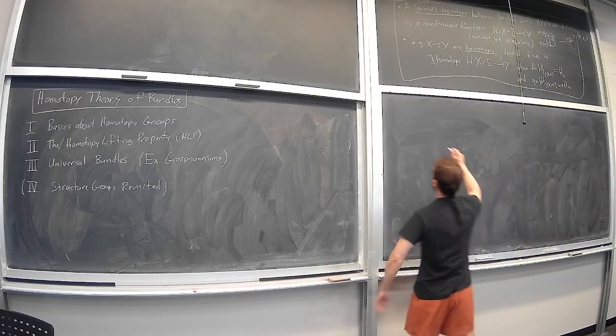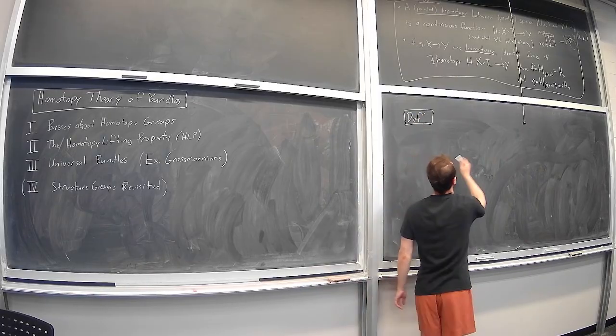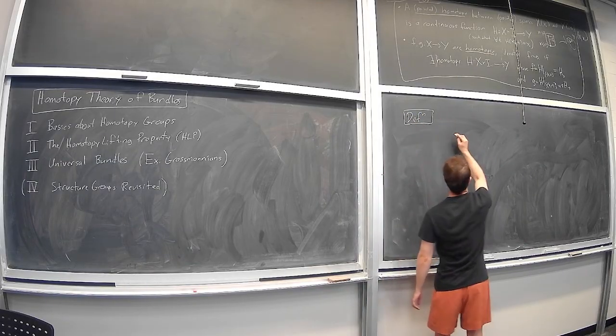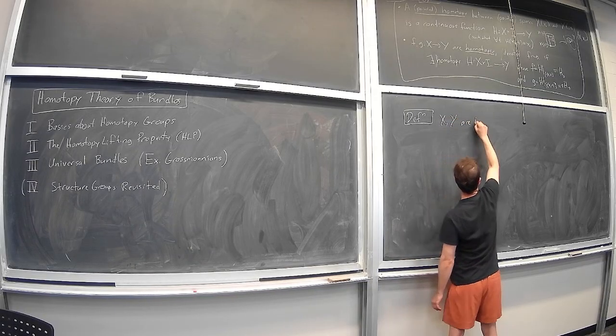While we're here, we're going to make a follow-up definition, just because I'll probably say it a lot by accident, and if you don't have the definition, it's not very helpful. So X and Y are homotopy equivalent.